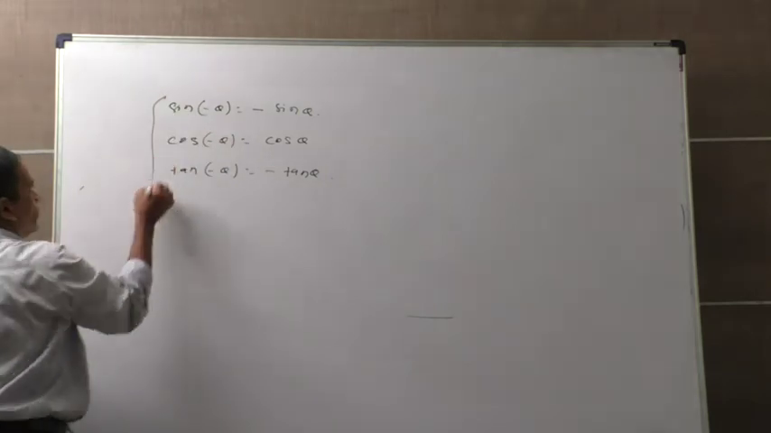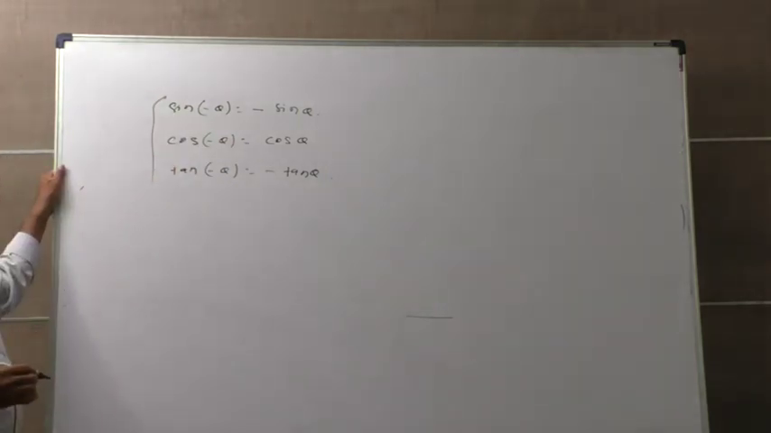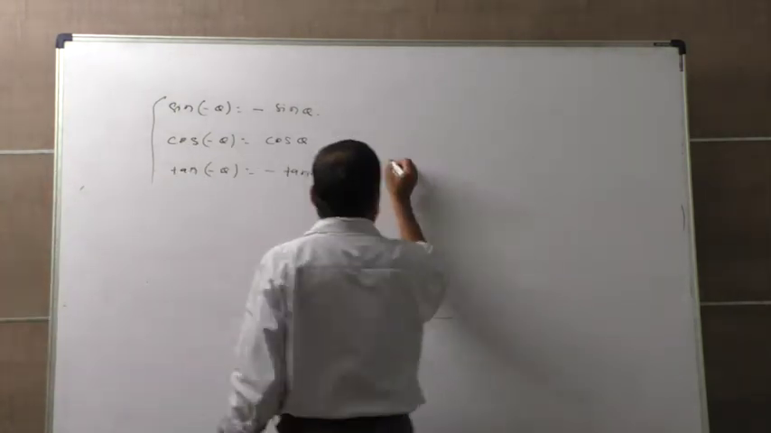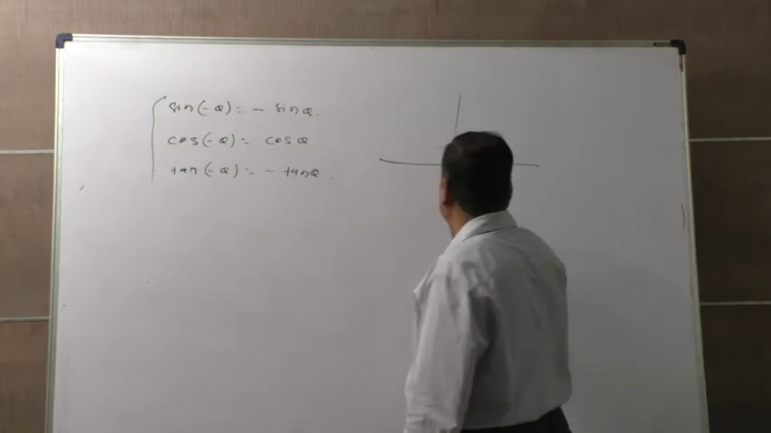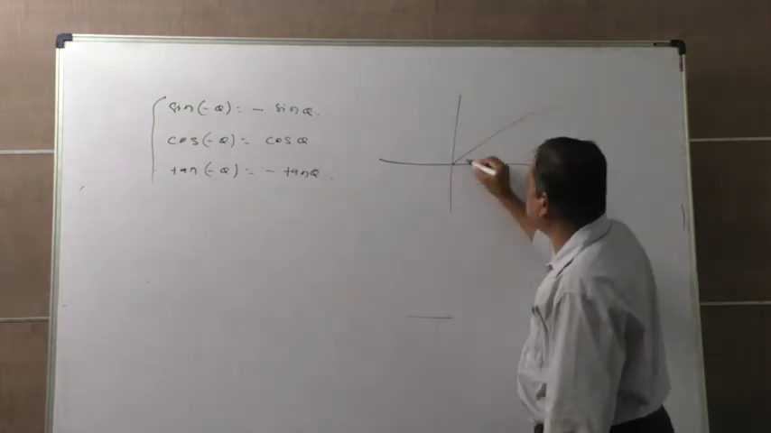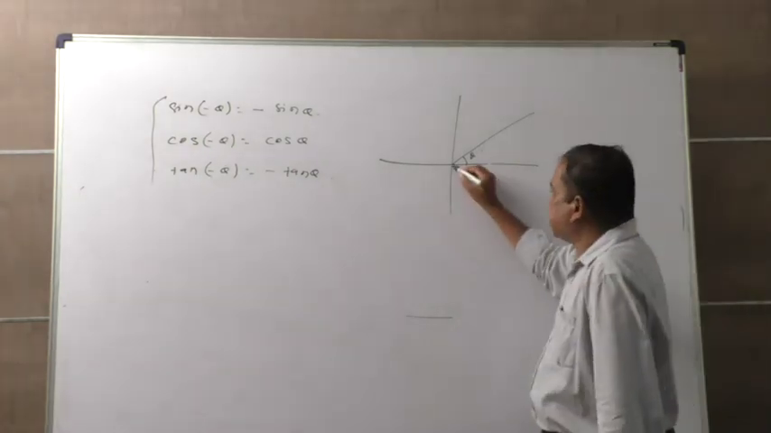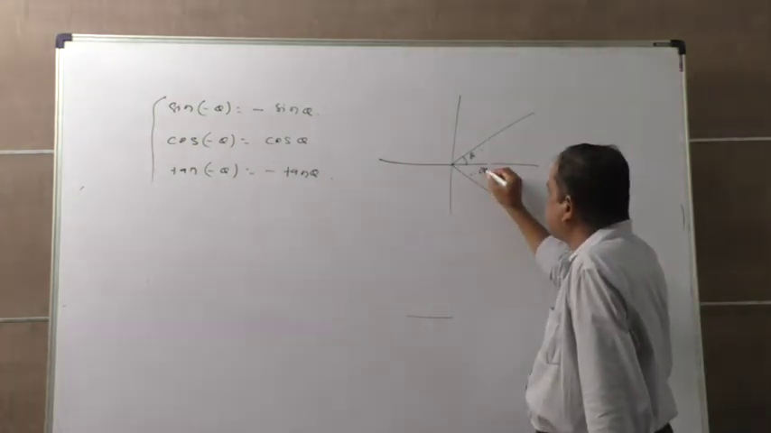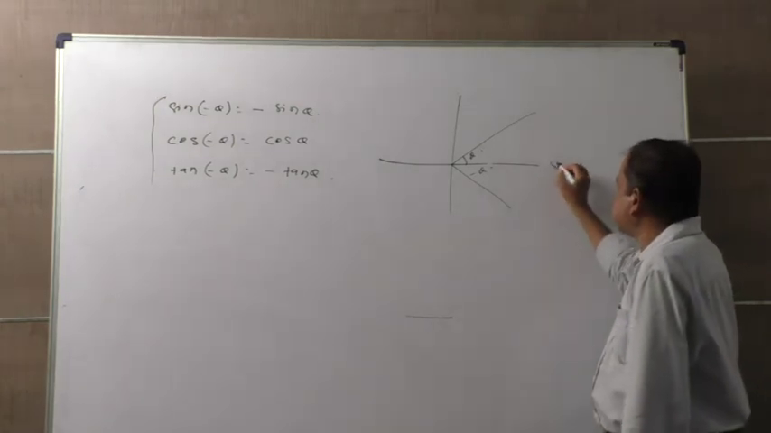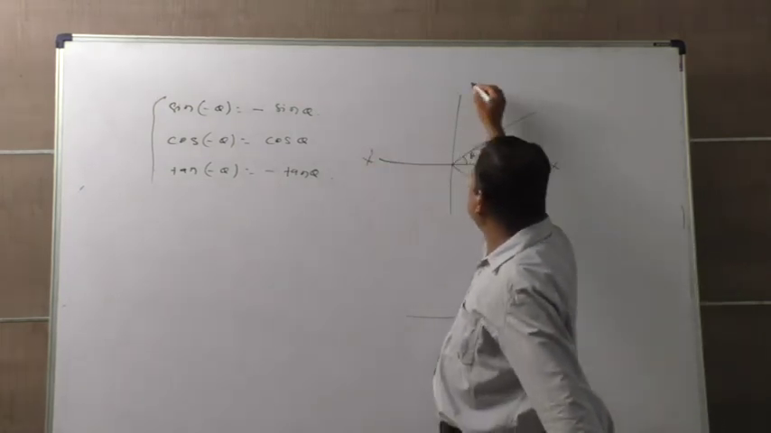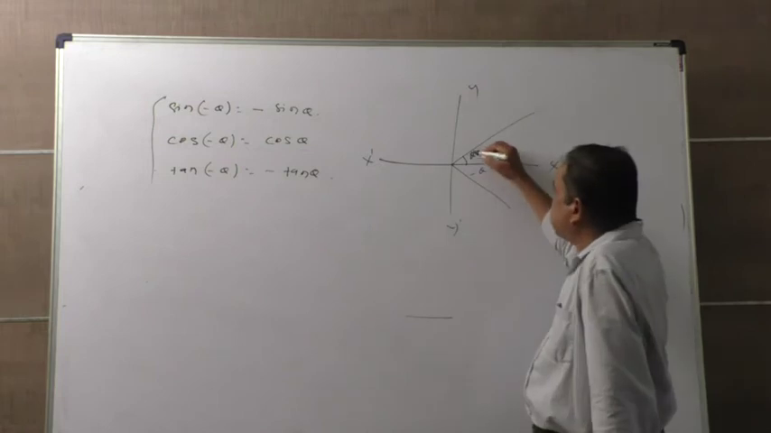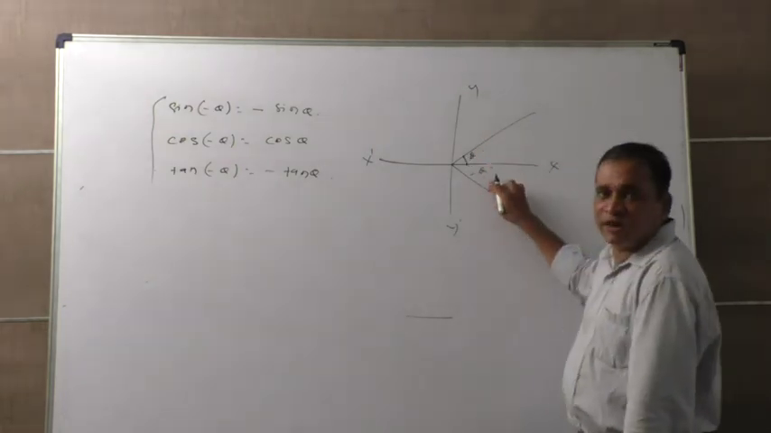How? Sin of minus theta is minus sin theta, cos of minus theta is cos theta, tan of minus theta is minus tan theta. How? Now let us take this axis. Let this angle be theta. If this is theta, then what is this value? This will be minus theta, because this is the axis x dash, y dash. So if this one is theta, this one is minus theta.